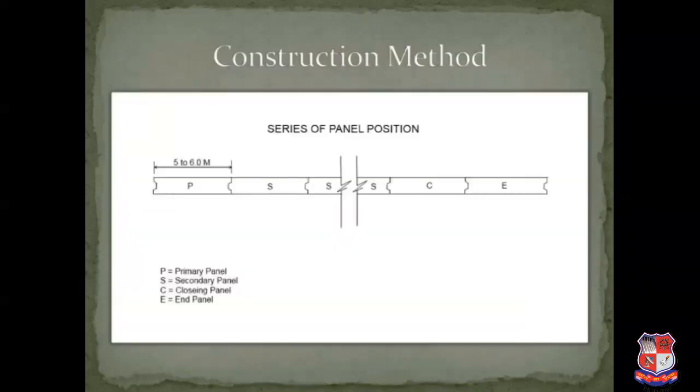Next is the construction method. A series of panels is shown in the figure and various alphabets denote the various panels. For example, P suggests primary panel, S secondary panel, C closing panel and E end panel.